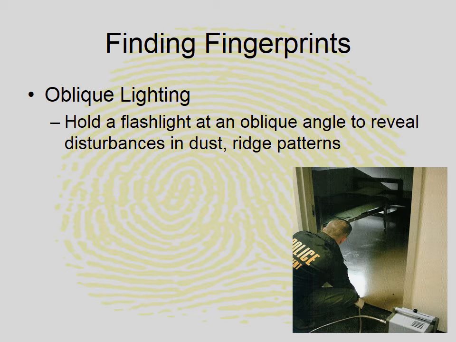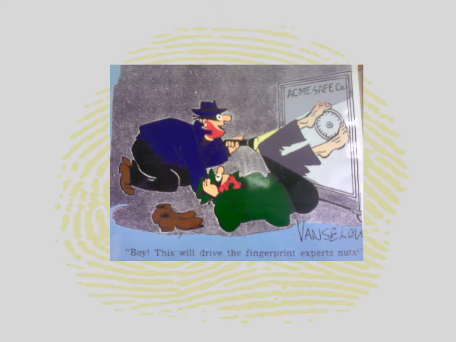Oblique lighting is what we use to find latent prints, and we'll talk about what latent prints are. They're difficult to see with the naked eye, and you can see an example in this picture here. You hold the light at an angle, or actually put it across the surface of a smooth surface, and when you do that, you'll see all sorts of things pop up, including dust and even print patterns. May not be just fingerprints, could be fingerprints.